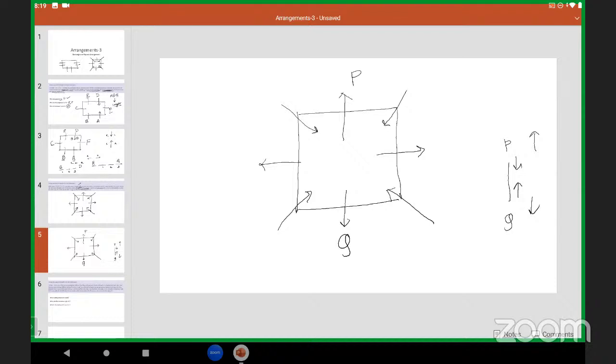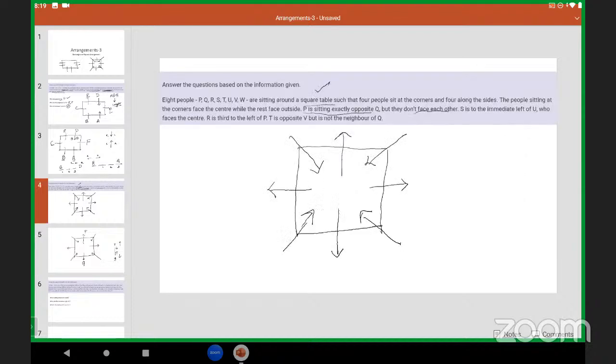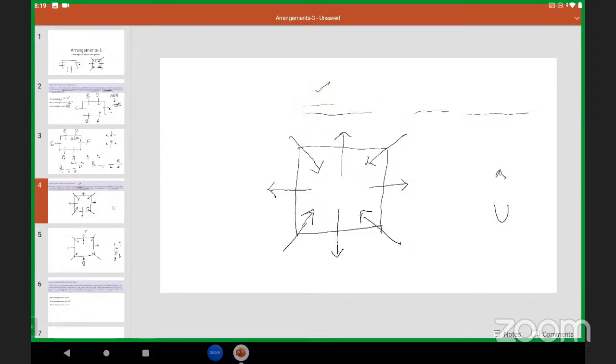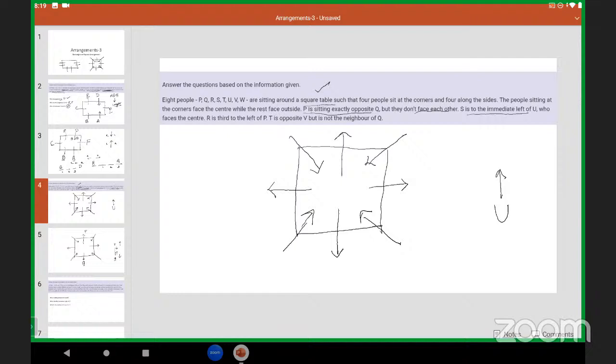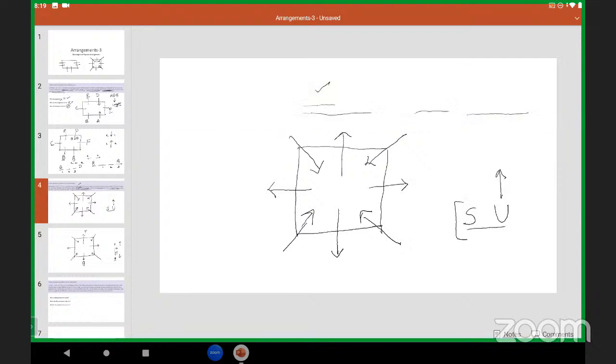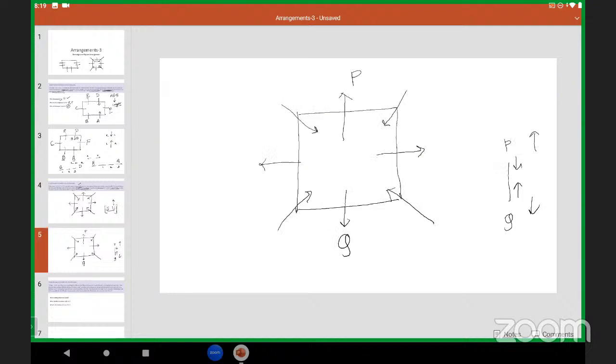This is one point. Second, S is to the immediate left of U, who faces the center. Okay, so now U is someone who faces the center. Okay, which means he is sitting at one of the corners, and S is to the immediate left of U, which means this will be a position. So which means S and U will be in such a way that U is facing the center and S is towards it.